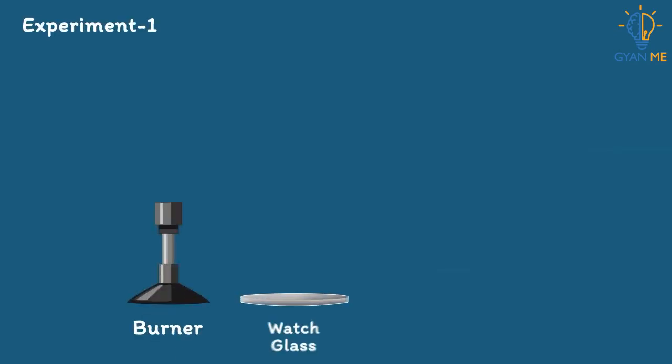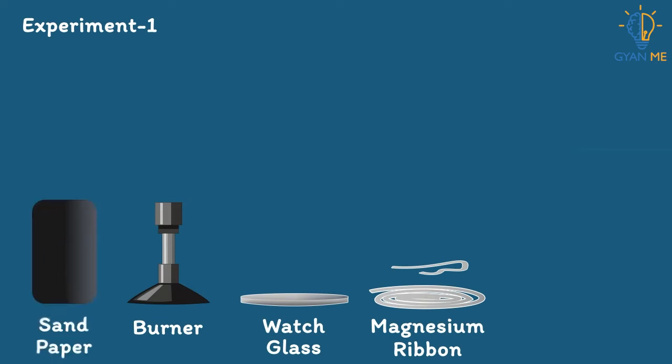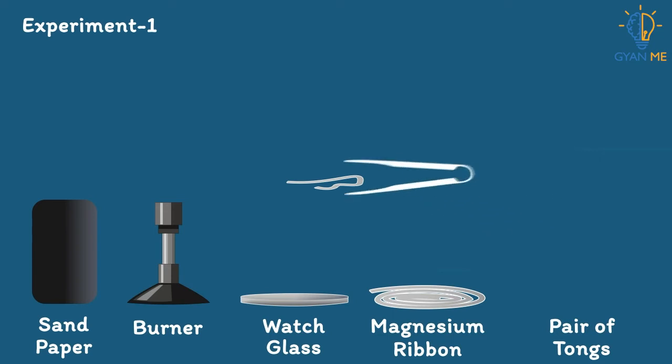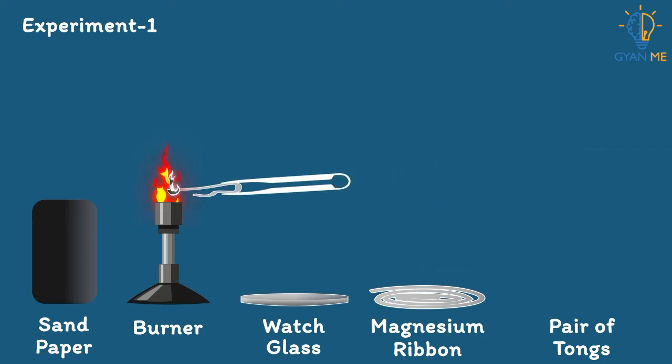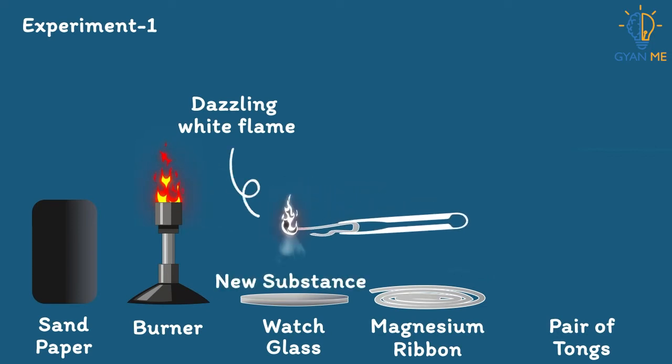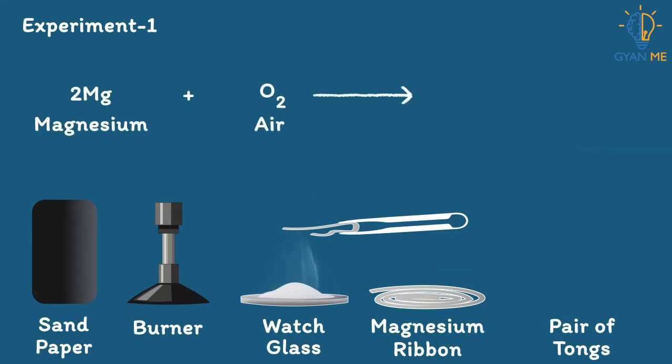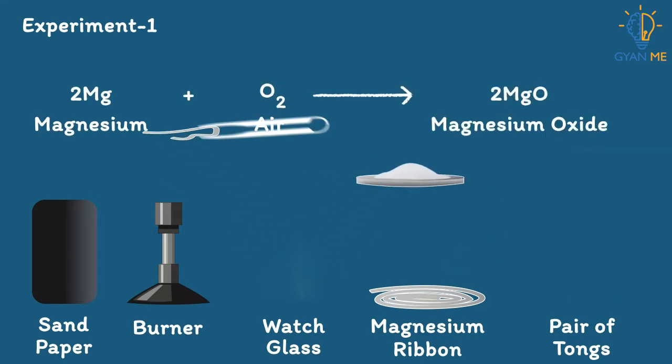For this experiment, we need burner, watch glass, magnesium ribbon, sandpaper, and pair of tongs. First of all, take magnesium ribbon and clean it by rubbing sandpaper. Now hold ribbon with tongs and keep it on the flame. We will see it burns with dazzling white flame, and also new powdery substance is formed. Collect this in watch glass. Here magnesium reacts with oxygen of air and forms new substance, which is magnesium oxide.